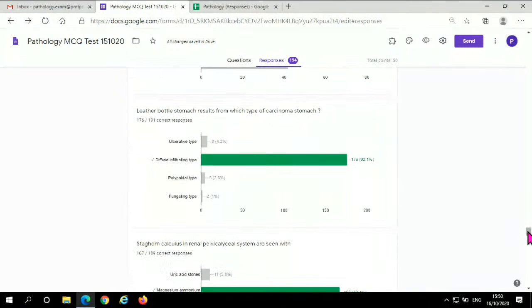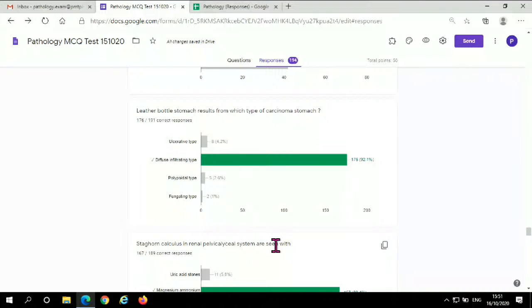Leather bottle stomach results from which type of carcinoma stomach? In the gross appearance, when there is the diffuse infiltrating type, there will be a leather bottle appearance, and therefore that is the cause. In the ulcerated type, there will not be a leather bottle appearance. In the polypoidal type, a protrusion will be there. Fungating, again a mass will be protruding inside, so it is not leather bottle. So the diffuse infiltrating type is the cause.